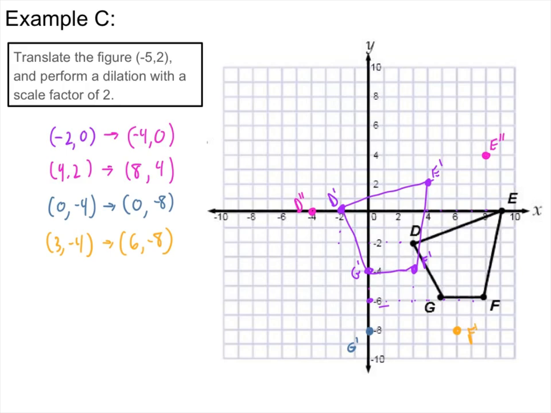And then we're going to connect all of our now double primes, which we need to go back and fix for F and G. Connect all of our double primes, and now we have our shape that is 2 times the size of the shape that we moved, and we've completed both transformations. Let's go ahead and take a look at the last example.